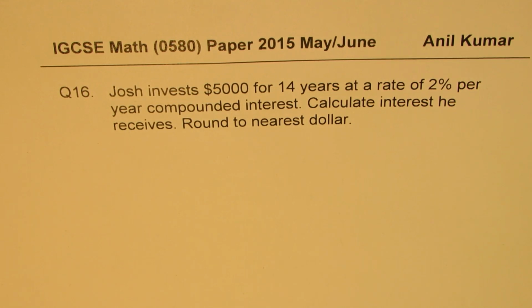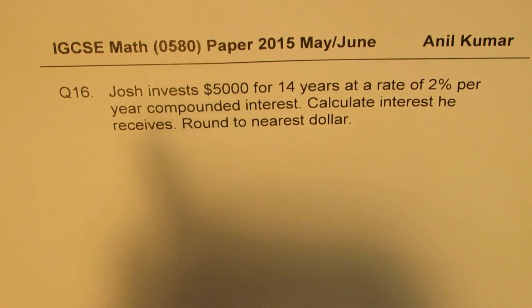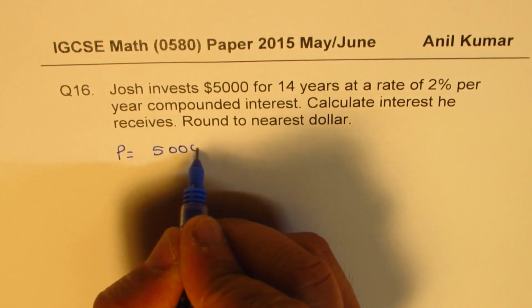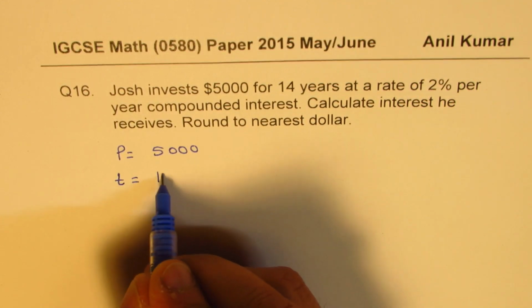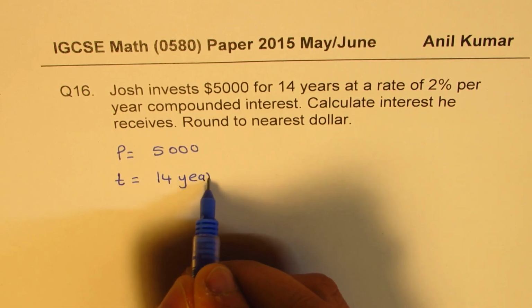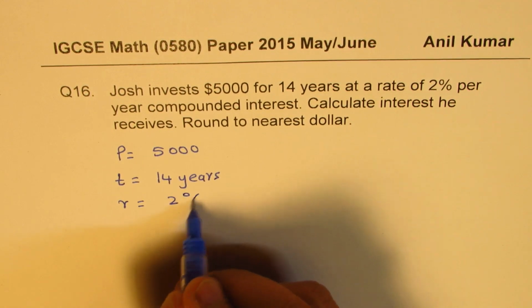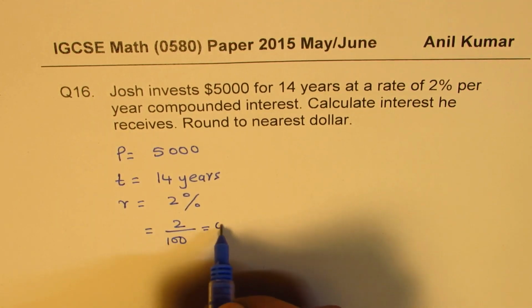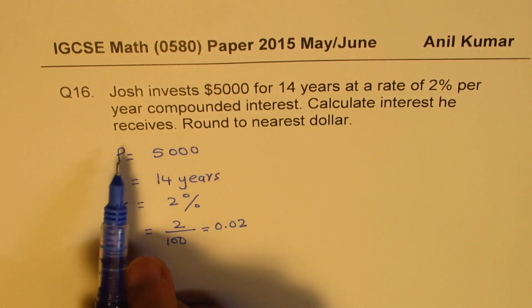Okay, so that leaves us with the last question. Question number 16. Josh invests a principal amount of $5,000 for 14 years. So the time duration is 14 years at a rate R of 2%, which is written as 2 over 100, which is 0.02. Calculate the interest received.